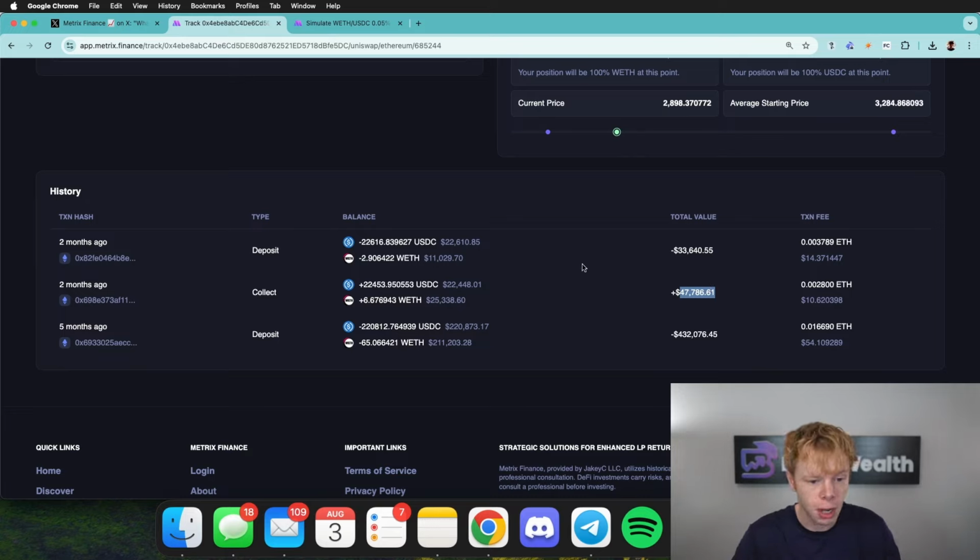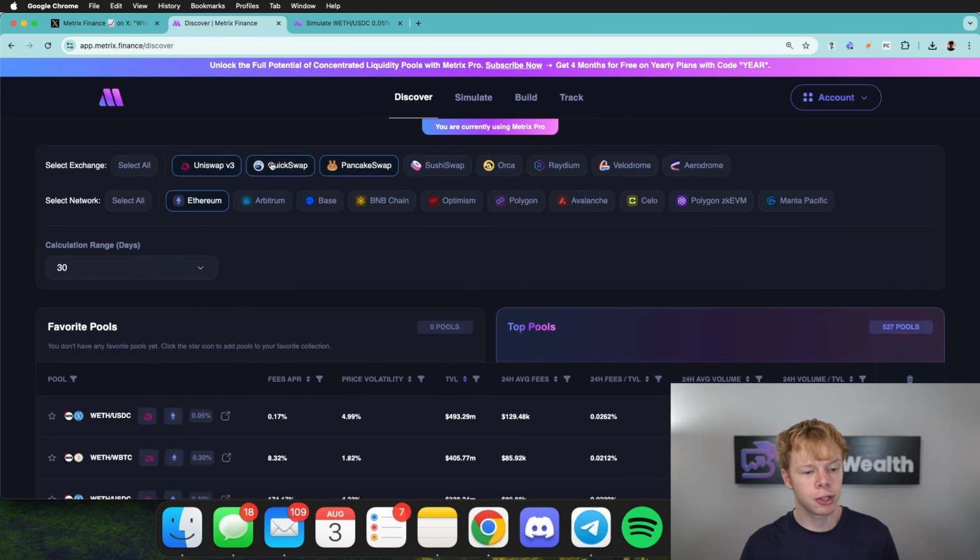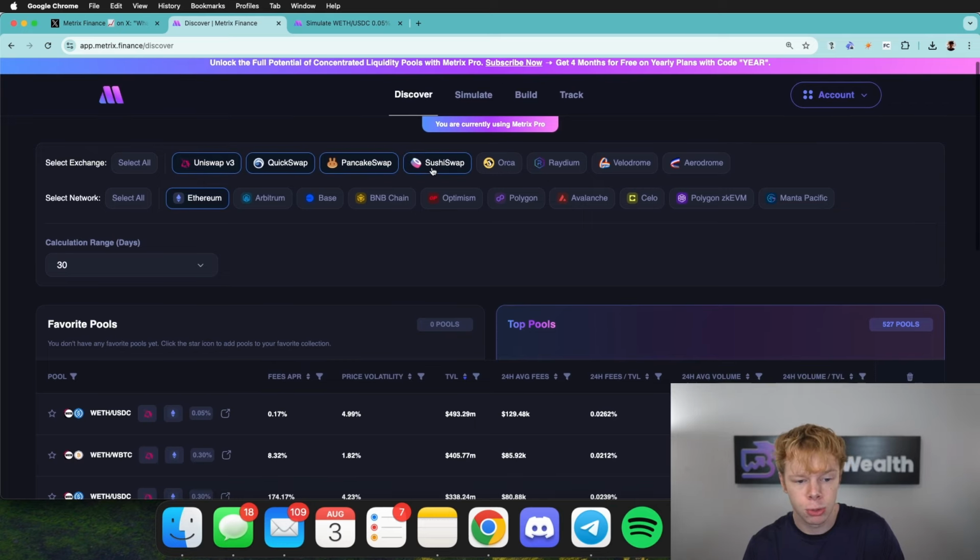These are all different things that I wanted to mention though, because their overall strategy is to compound a portion of their earnings, take profit on a portion, but at the same exact time have a broader range and just let it print yield. Now guys, currently Metrix Track supports Uniswap v3, QuickSwap, PancakeSwap, SushiSwap, and that's it.